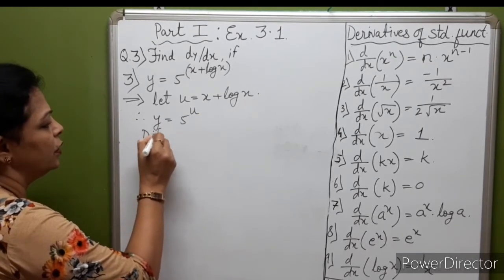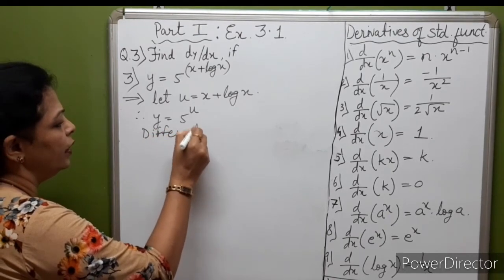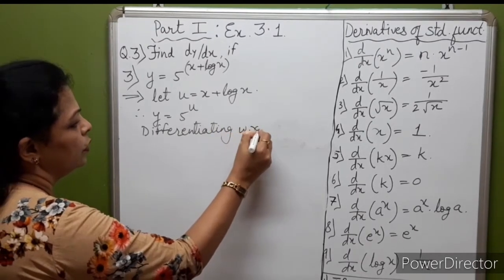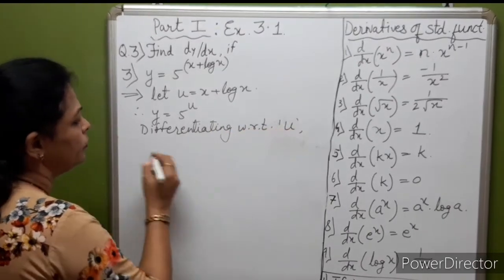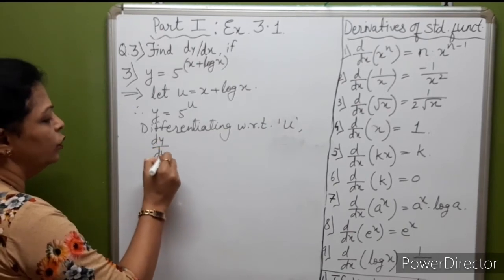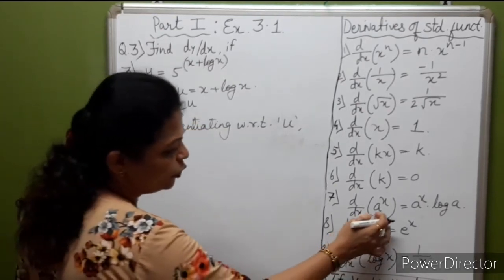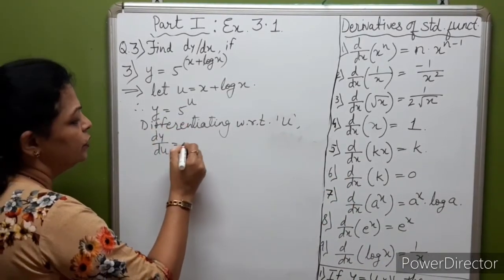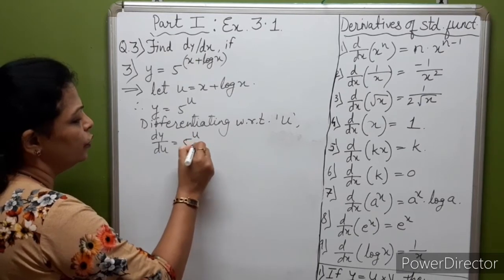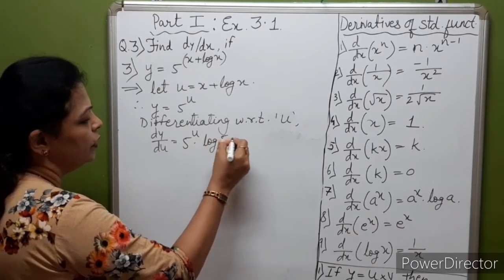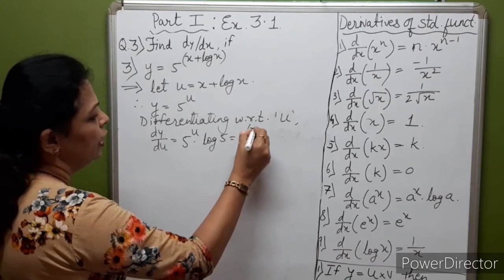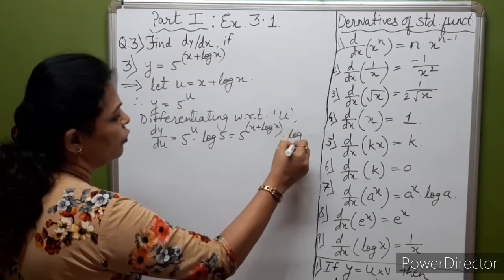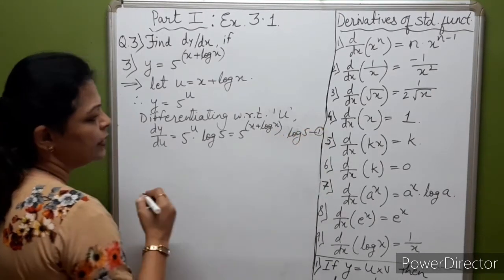Now differentiate. Differentiating with respect to u, for dy by du we have to apply this a raised to x formula. So a raised to x into log a. Over here a is 5. So that is 5 raised to u into log 5. That is 5 raised to x plus log x into log 5. This is your first step.